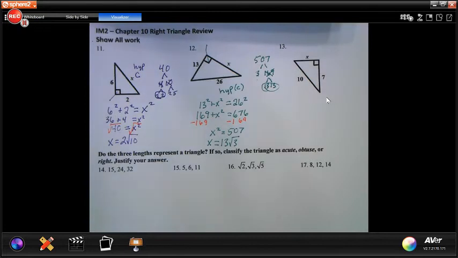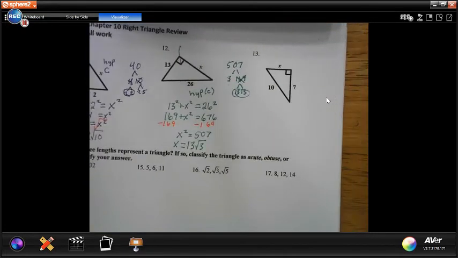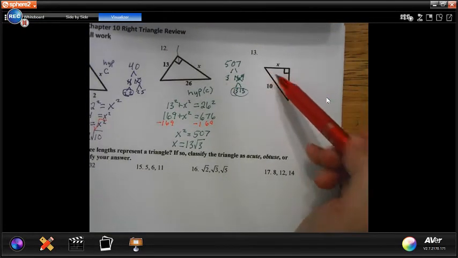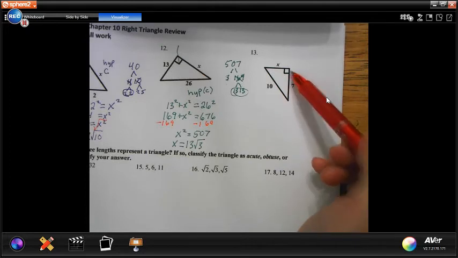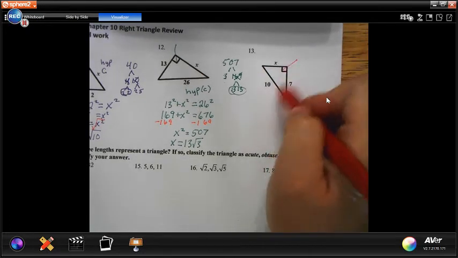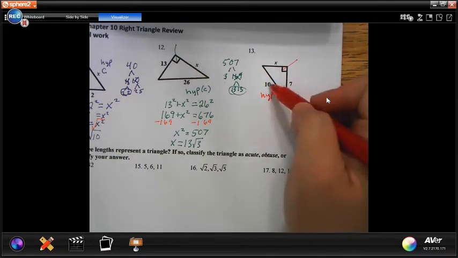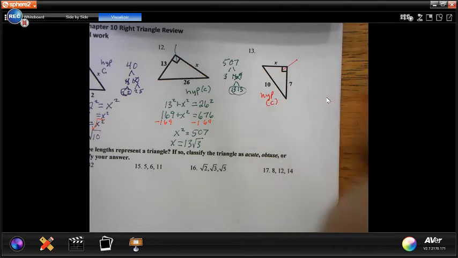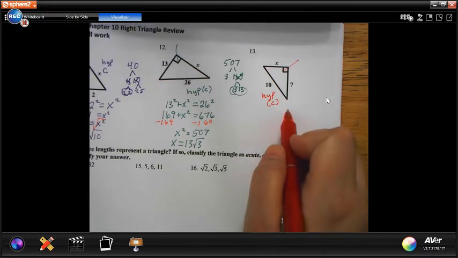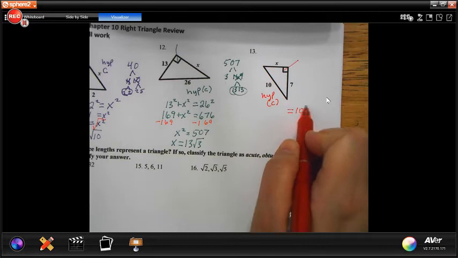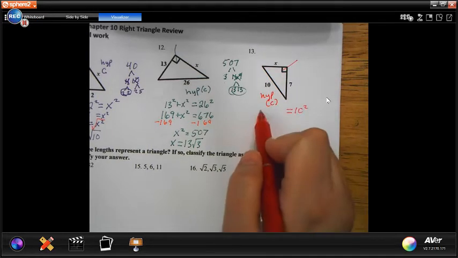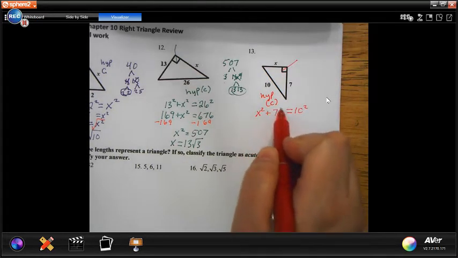So, number 13, notice another problem where there's no degree in the acute angle. So we know the 90 degree points to the hypotenuse, but we're not going to use our special right triangle rules. We're going to use our Pythagorean theorem. So this is our C. So I like to put that first, equals 10 squared. The other two, x squared plus 7 squared.